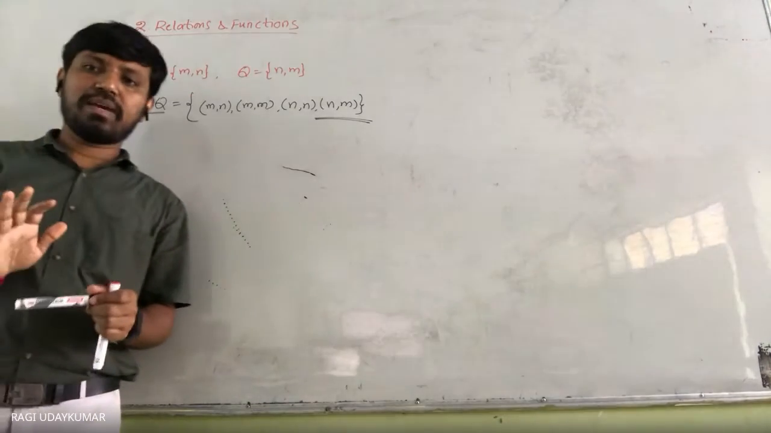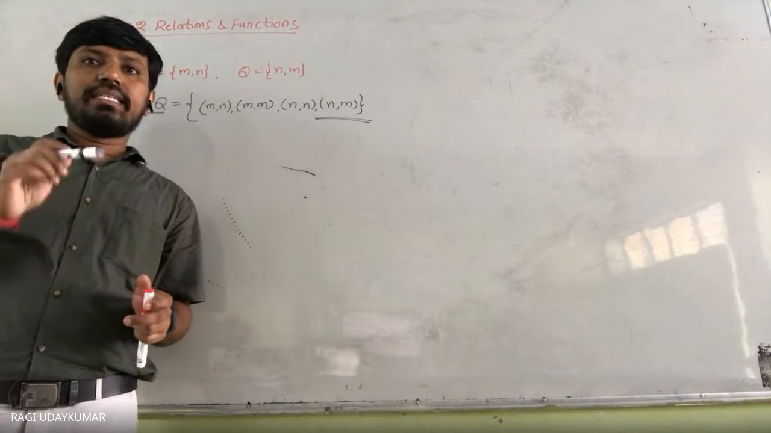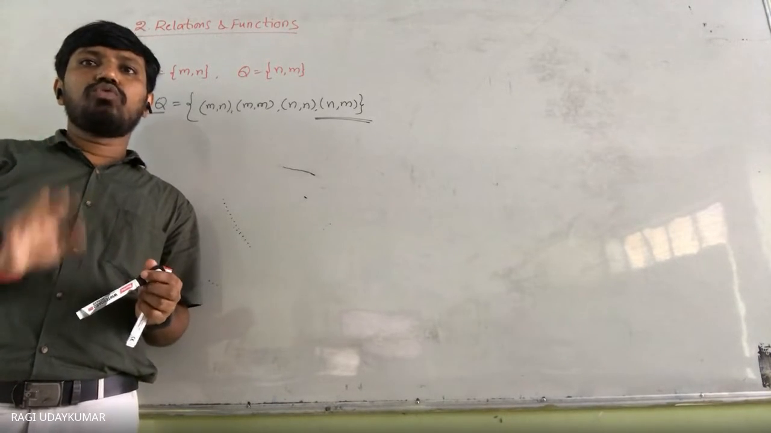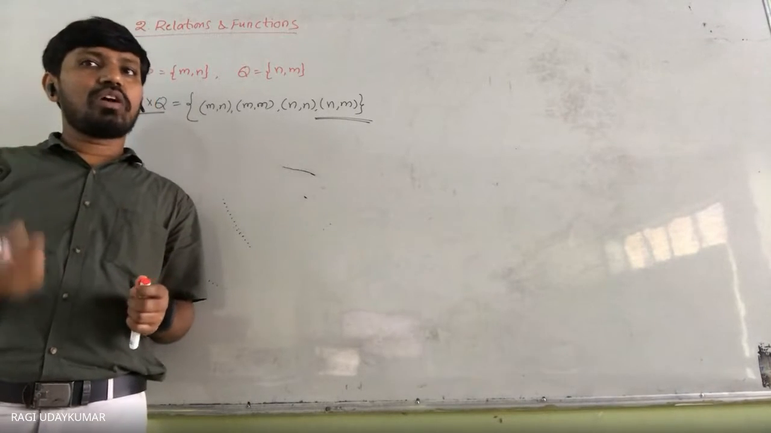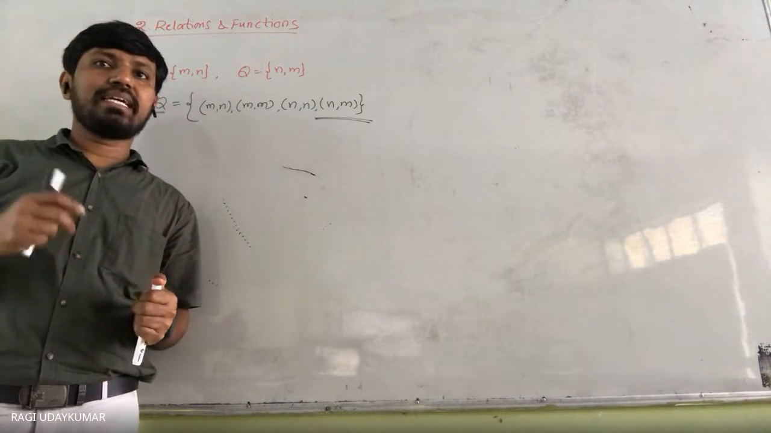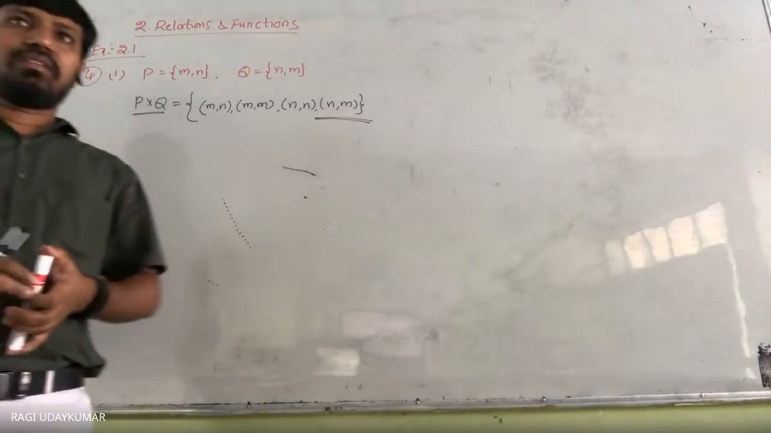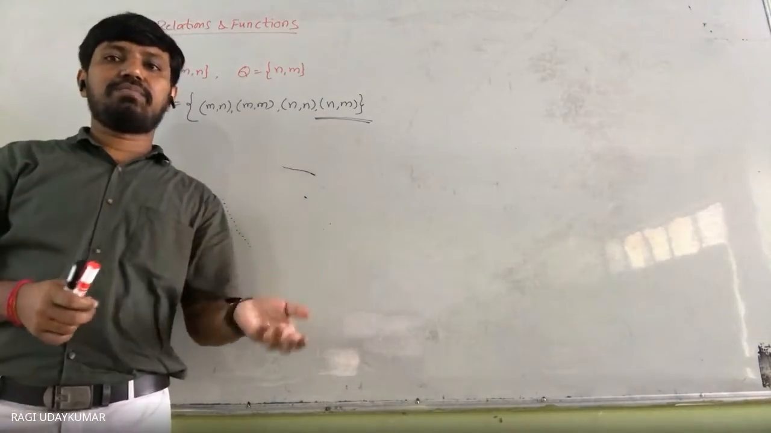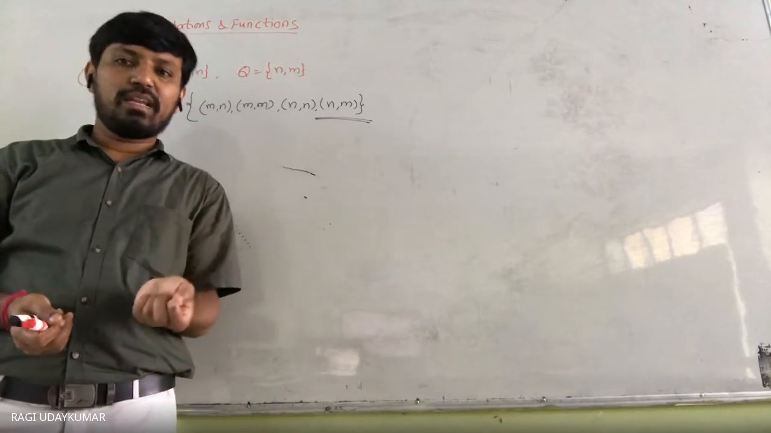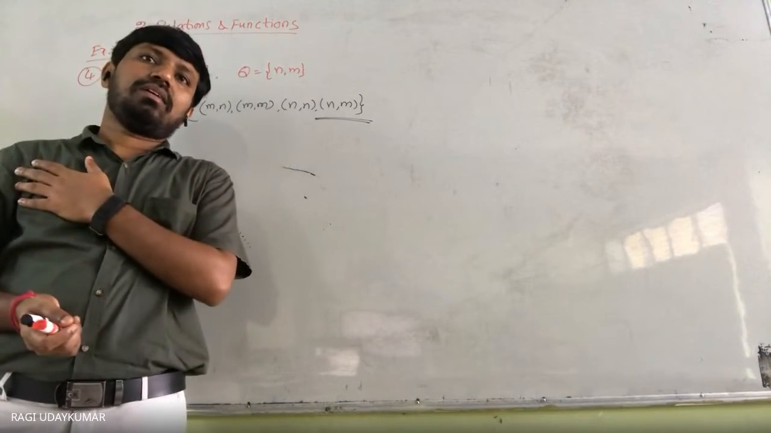Clear? Is it understood? Yes, sir. Okay. Next, the second statement: A and B are two non-empty sets. A cross B is also a non-empty set of ordered pairs (x, y) such that x belongs to A, y belongs to B. Yes, correct. The first element x should be from the first set, the second element should be from the second set. Okay.